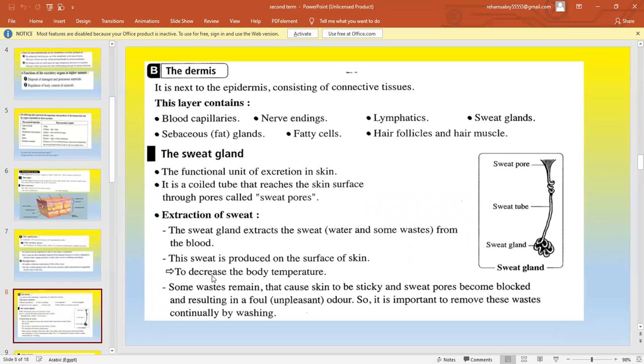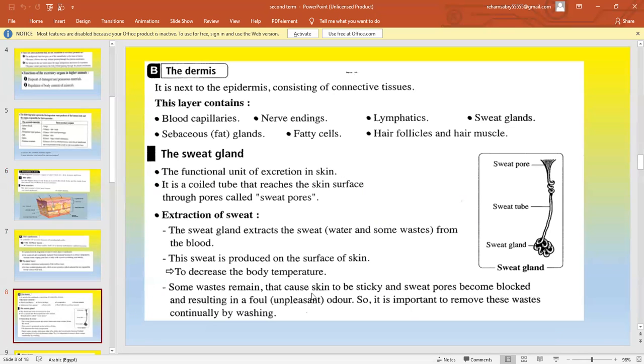Why does it do that? To decrease the body temperature. We sweat to lower the body temperature inside my body. Okay? So my body returns back to its constant and stable state. Some waste remains that causes skin to be sticky. Some waste remains on the sweat pores and doesn't get wiped off.